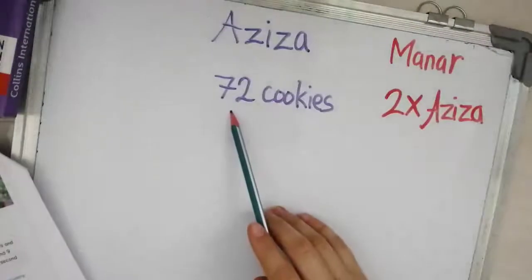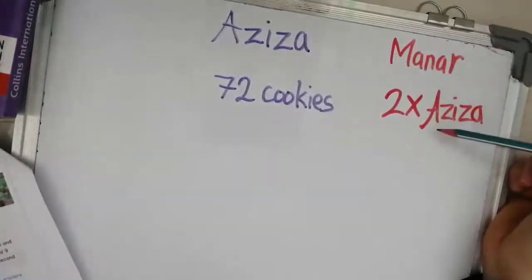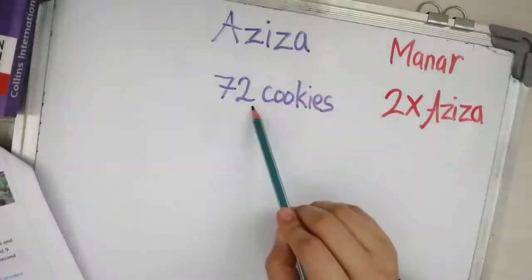Aziza and Manar make cookies for the school bake sale. Aziza baked 72 cookies. Manar baked twice as many as Aziza. How many cookies did they bake all together? Now, I have the number of cookies that Aziza baked, which is 72, but I wasn't given Manar's cookies. I was only told that she baked twice as many as Aziza.